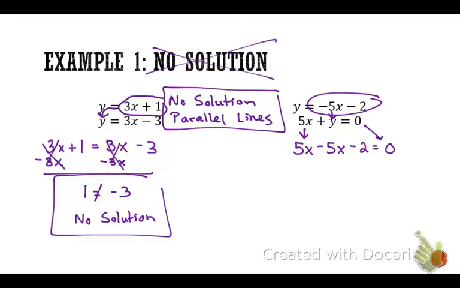But what do you guys notice that happens here that's a little bit different than what's happened before? The 5x's cancel. They're gone. So now what's left? Negative 2 equals 0. And that's not true. No solution.